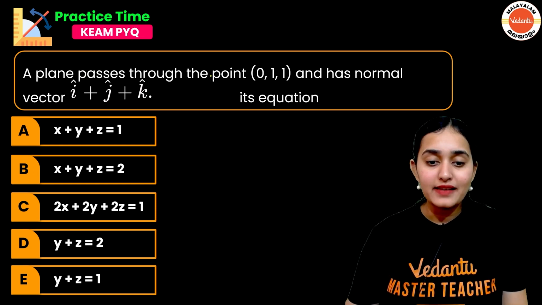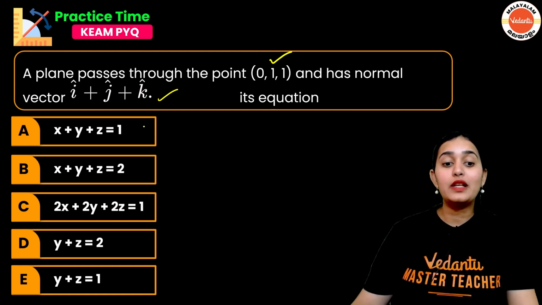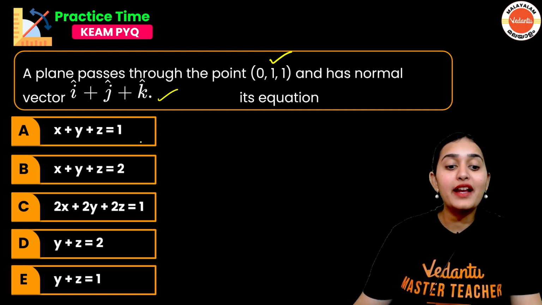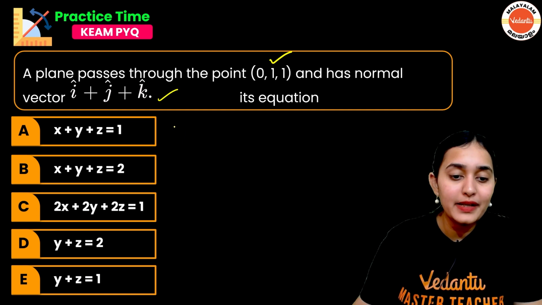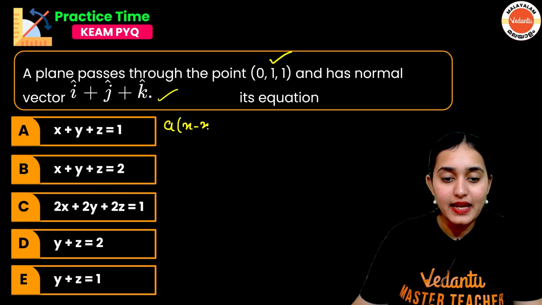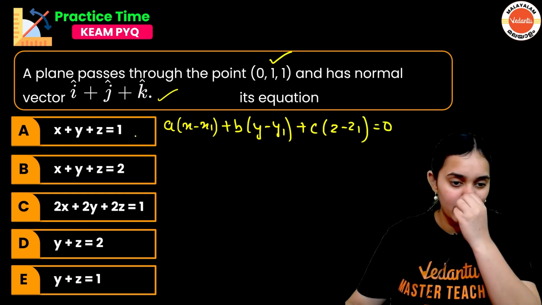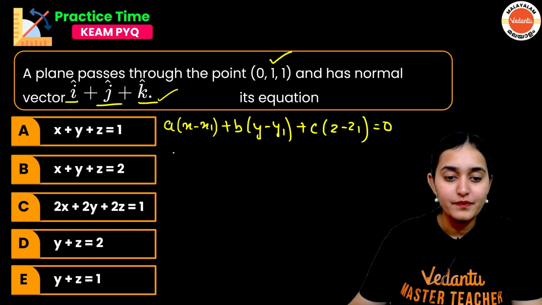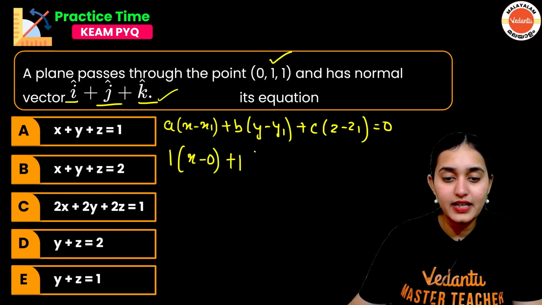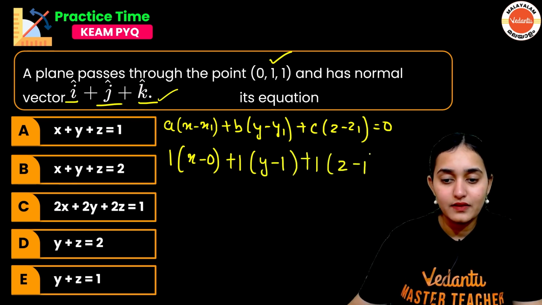Next, a plane passes through this point and has a normal vector. Its equation will be dash. How do you find out the equation? Super simple. You just have to do A into x minus x1, B into y minus y1, C into z minus z1 is equal to 0. What is A, B, C? A, B, C. So 1 into x minus 0, 1 into y minus 1, 1 into z minus 1 is equal to 0.